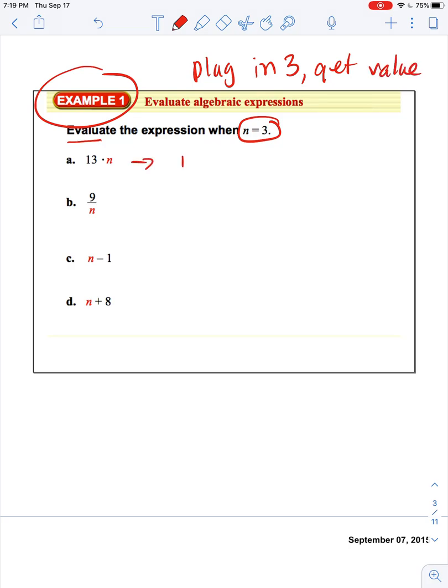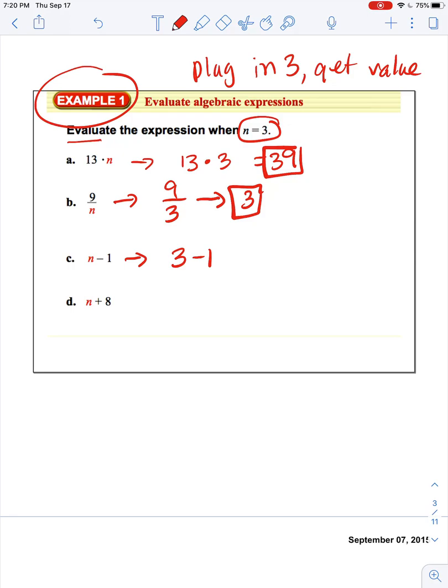So this would become 13 times, and then I'm putting the 3 in for n. I would bust out my brain or my calculator and get 39. In B, I would put a 3 in for the n, and using my brain, 9 divided by 3 is 3. So I'm evaluating the expression. I'm getting a value or number answer. This is asking me to put a 3 in for n. When I subtract 1, I get a value of 2.